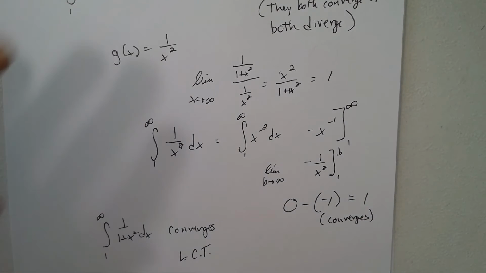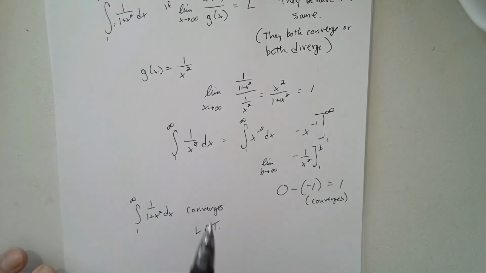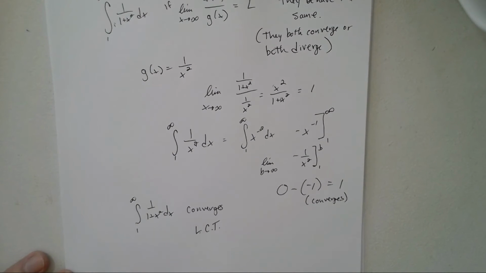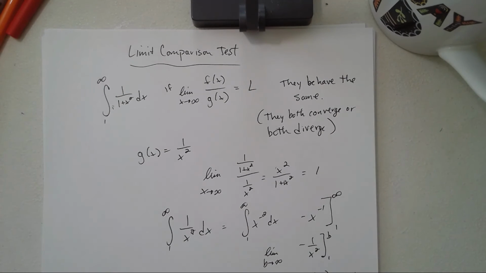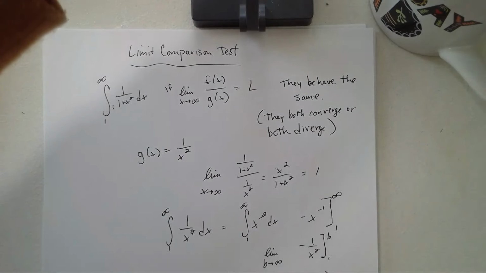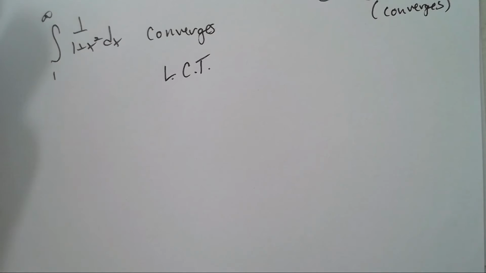As long as it's a number, they behave the same. So limit comparison test is more useful. So that's what I tried before the direct comparison test. Now there's a shortcut that I have a hard time finding in the book. I don't know if it's in there at this point, but I'm going to tell you right now it's going to be very useful. It's called the p-test.